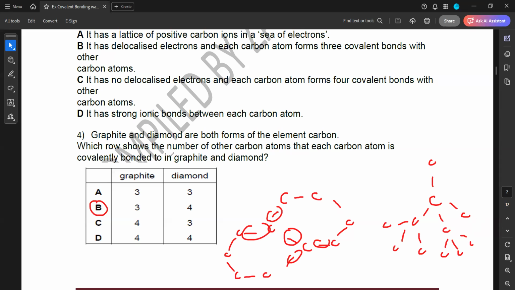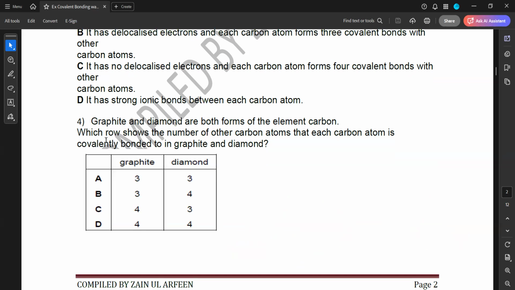So the question is, how many covalent bonds are there in graphite and diamond? In graphite, there are 3 covalent bonds, whereas in diamond, there are 4 covalent bonds. This is also related to learning the structure of diamond and graphite. Is it clear? Yes, Ayan. Yes, sir. Sorry, my mic wasn't opening. Okay.